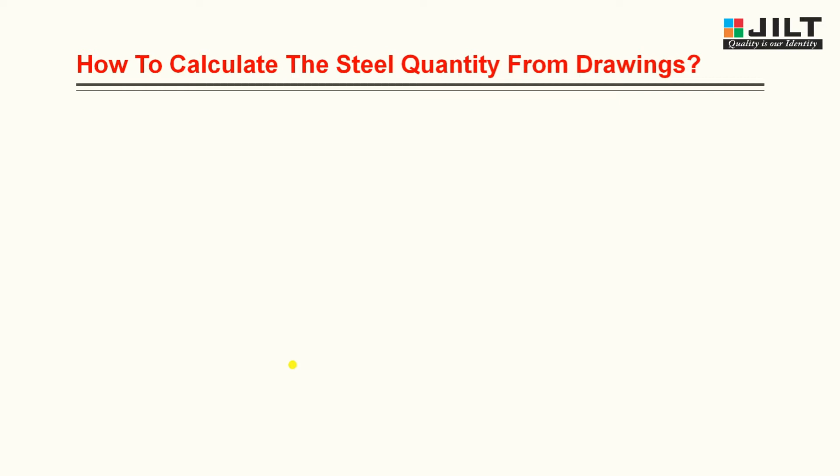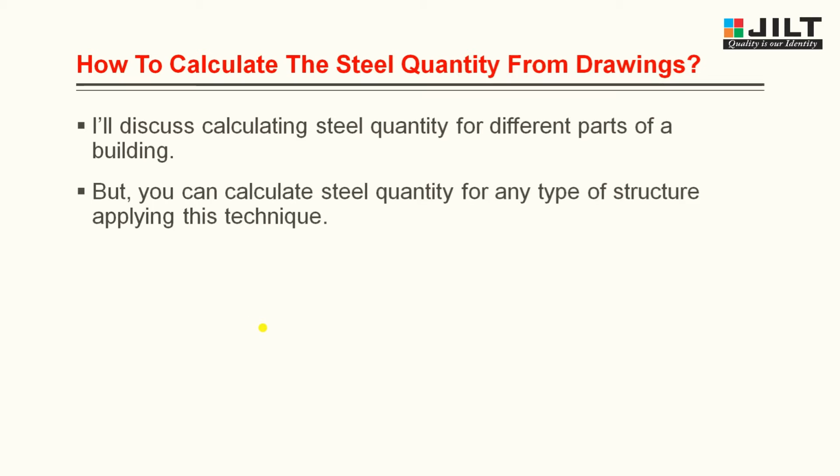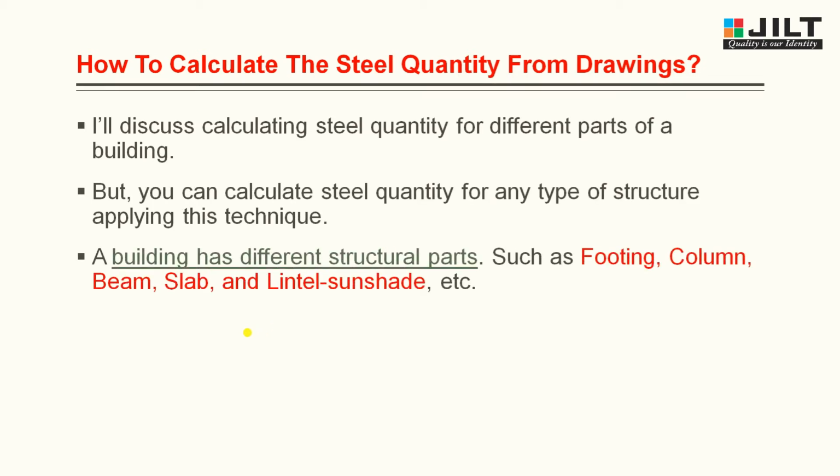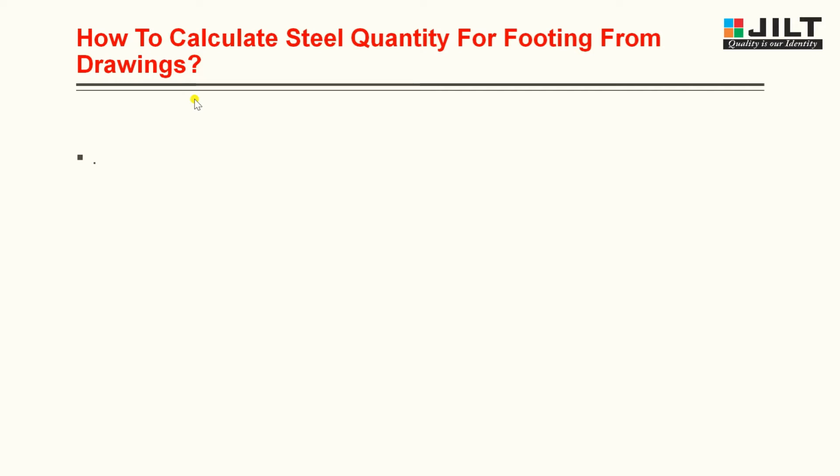Now let us see how to calculate the steel quantity from a drawing. I will discuss calculating steel quantity for different parts of a building, but you can calculate steel quantity for any type of structure by applying this technique. A building has different structural components, like footing, column, beam, slab and lintel, sunshade, etc. For all the components you can design the steel. I will discuss how to calculate steel quantity for these structural parts of a building from a drawing with an example problem. I have taken one example problem: how to calculate steel quantity for footing from a drawing.